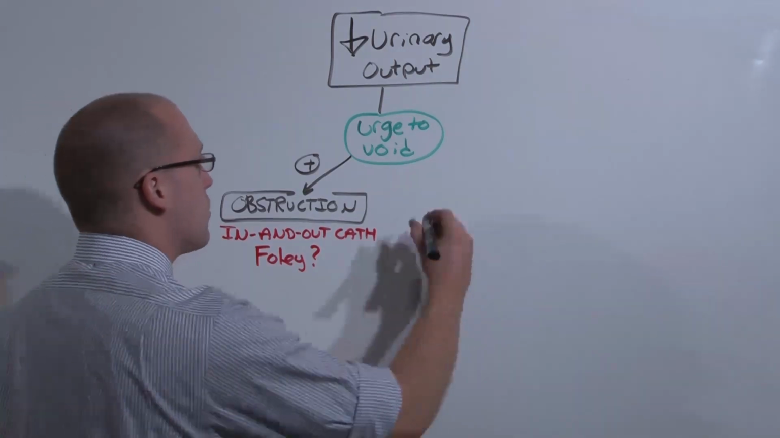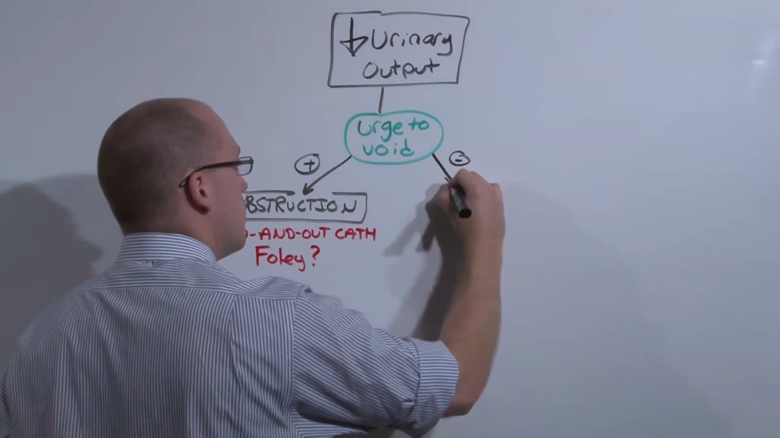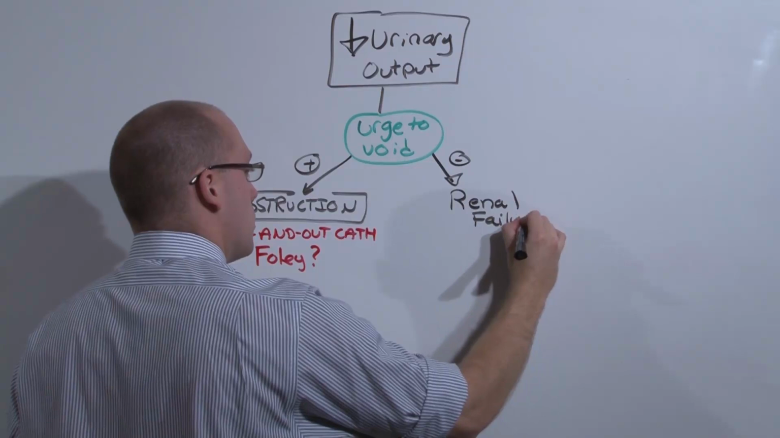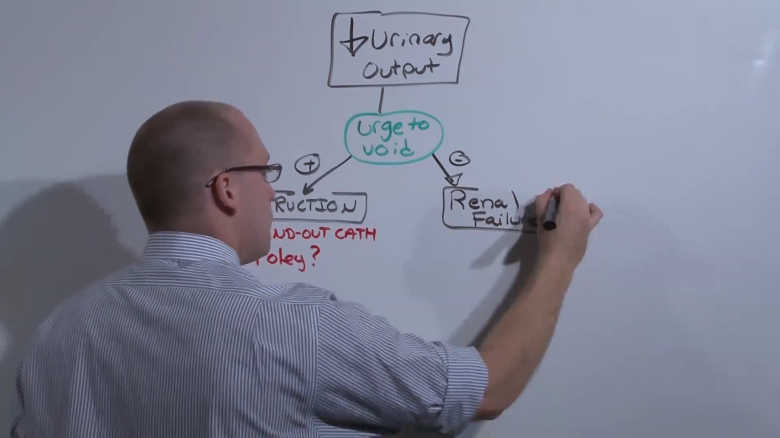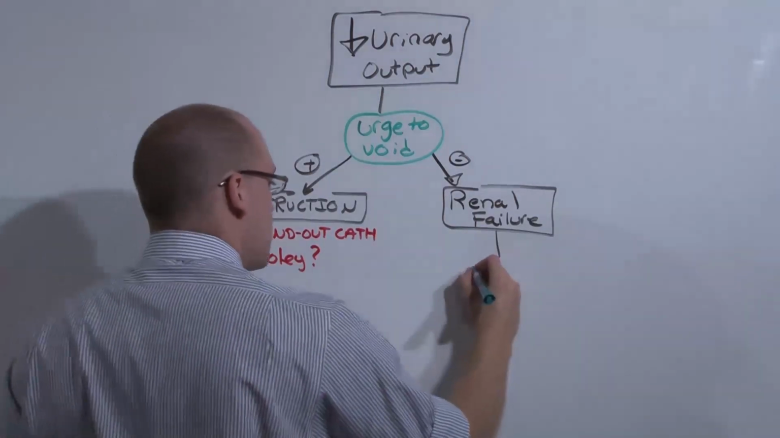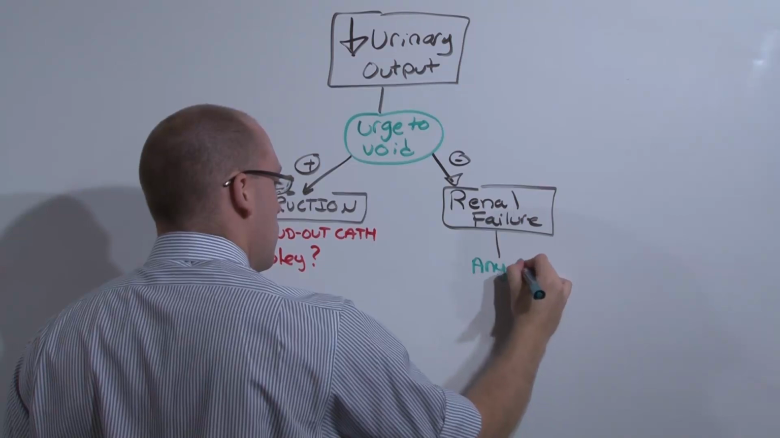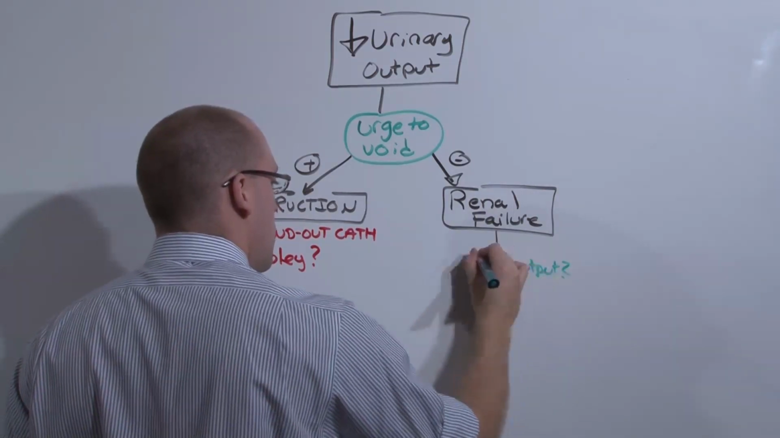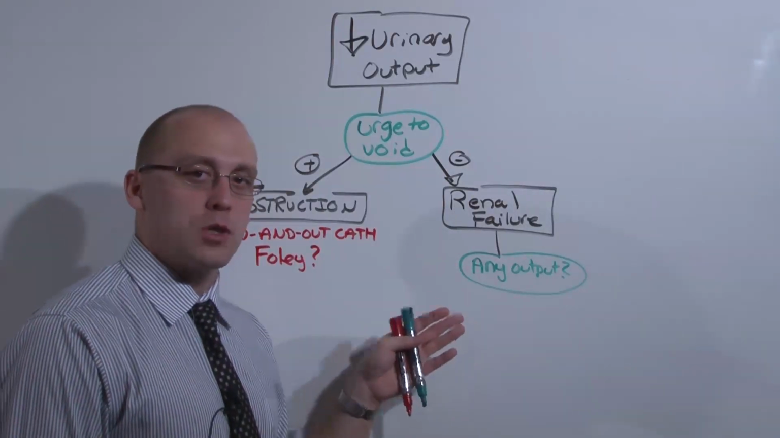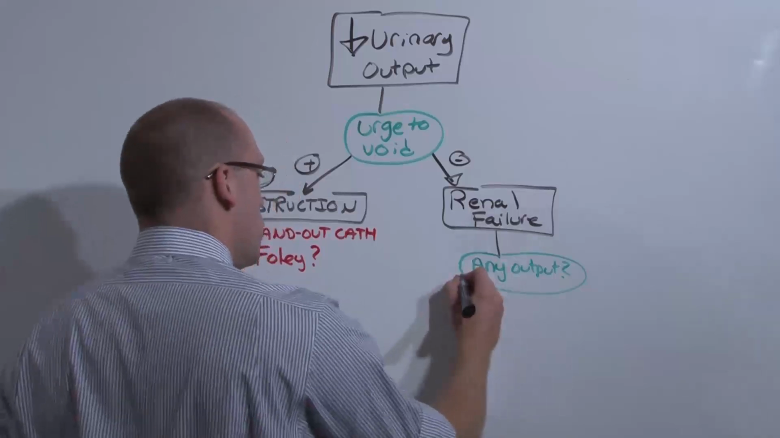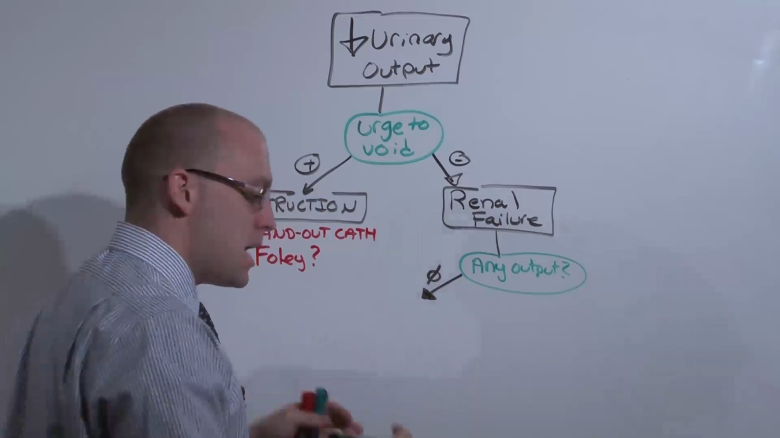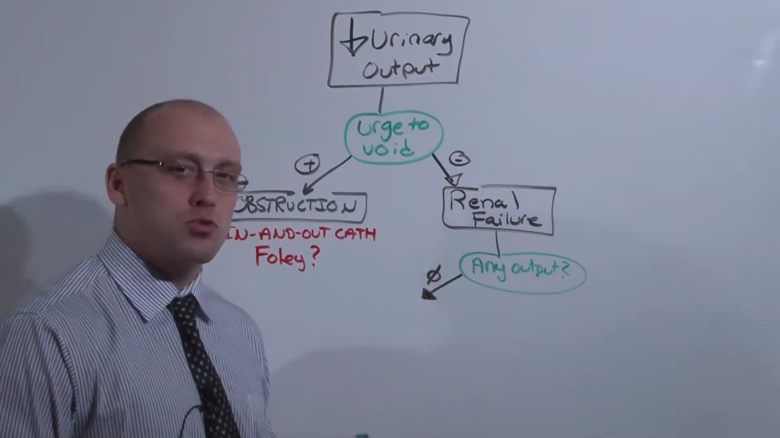But if they do not have the urge to void, they're probably in renal failure. That is, they're not making the urine they should. To assess this, simply ask, is there any output at all? Because in the post-operative setting, in a patient who you've known has normal renal function beforehand, for them to have no urinary output, that is, for them to go to making urine to needing dialysis, is extremely rare.